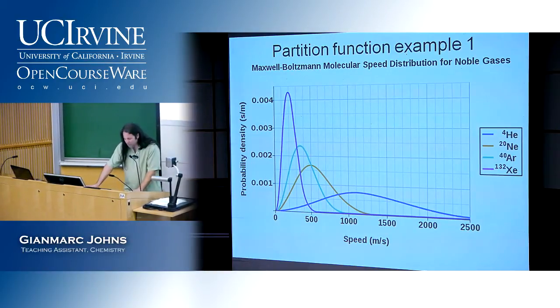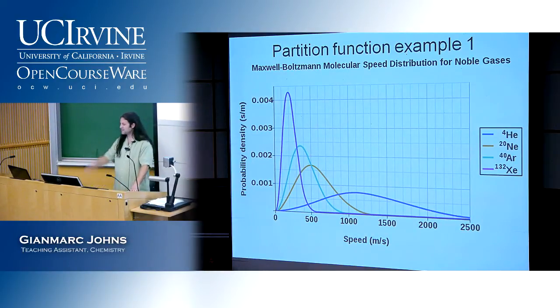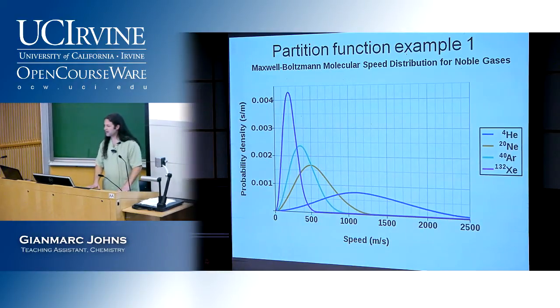So here's an example of the plots of a few partition functions. If we're interested in knowing the average speed of an atom of these particular noble gases, if you plotted them, they would look like this. Notice that the helium one is a lot faster than everyone else. The correlation here is the lighter it is, the faster it's going.